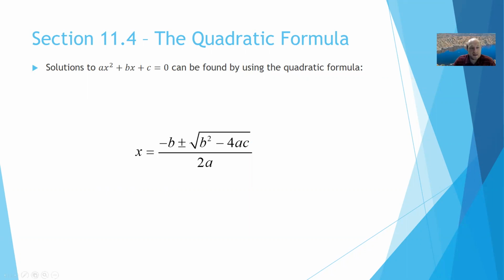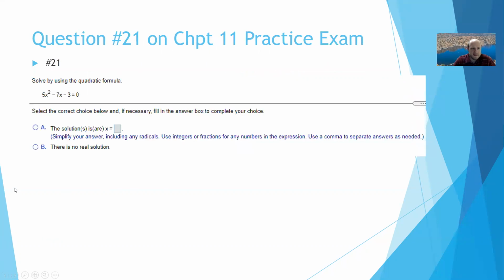But the quadratic formula here, sorry for that little lecture, but solutions to any quadratic can be given by this formula. Okay, x equals negative b plus or minus the square root of b squared minus 4 times a times c all over 2 times a. So let's do some examples here. Okay, solve this quadratic equation by using the quadratic formula. So the first thing you're going to do here, we have 5x squared minus 7x minus 3. The first thing we're going to do here is identify our a term.